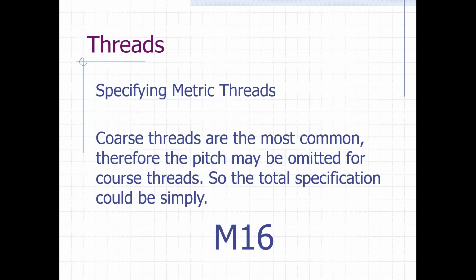Did I lose everybody? Everybody just zone out at the same time? So again, if you just see M16, the thread that you choose out of your list in Inventor would be the one that has the coarsest thread, the largest thread pitch. So if it said M16x1.25, M16x1.5, or M16x2, which one would you choose? M16x2, the coarsest thread, the biggest number.